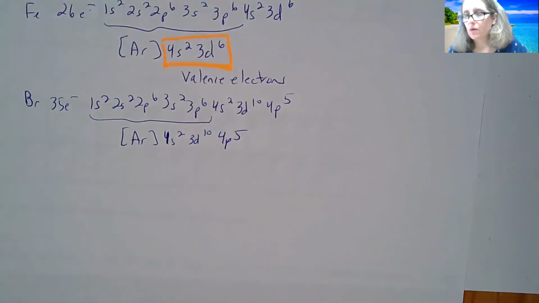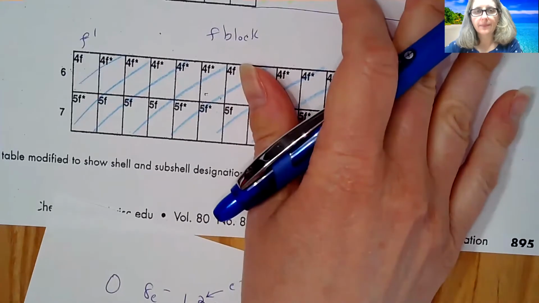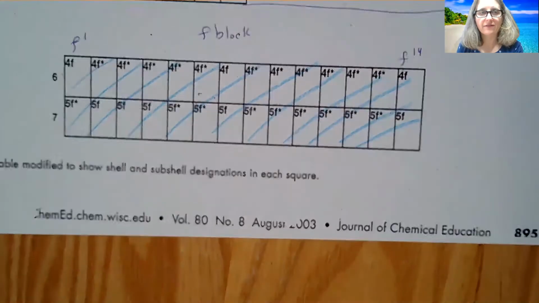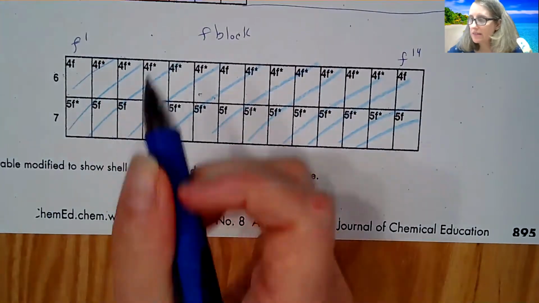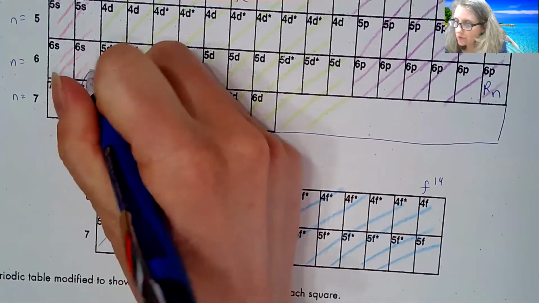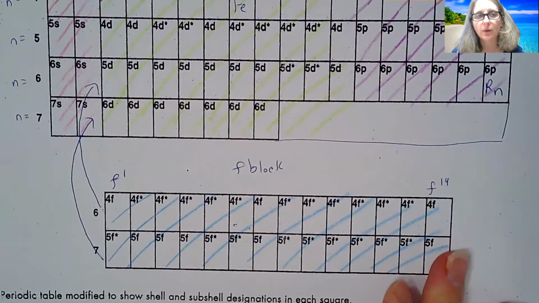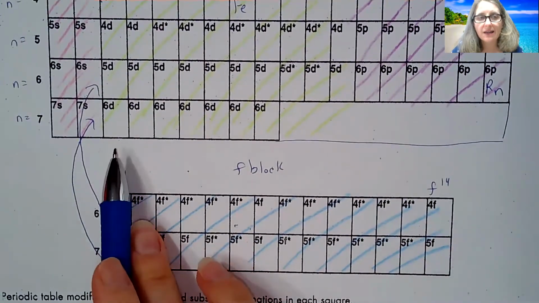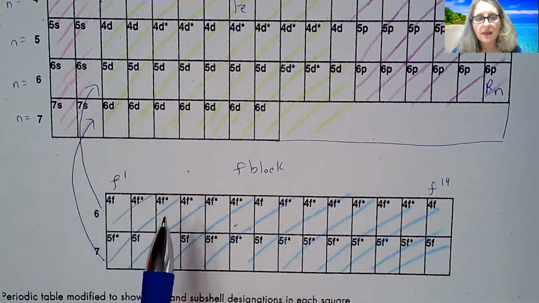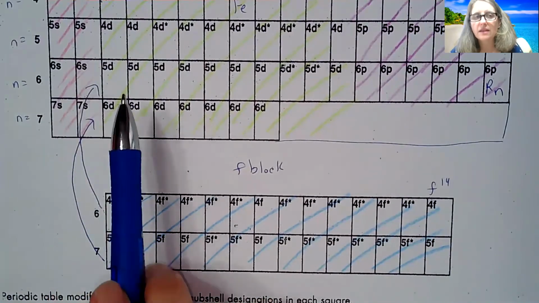So I am going to introduce you to the last block, which is the F block. And please understand that these blocks go in right here. So if you want to draw arrows, they go in the 6th and 7th row. They follow the S block, so it always goes S block, then the F block, then the D block, then the P block.